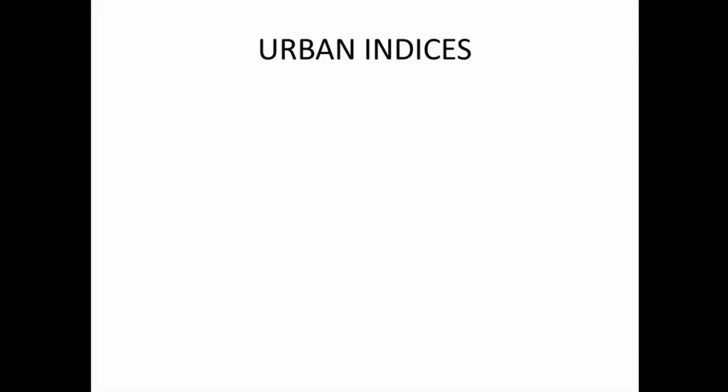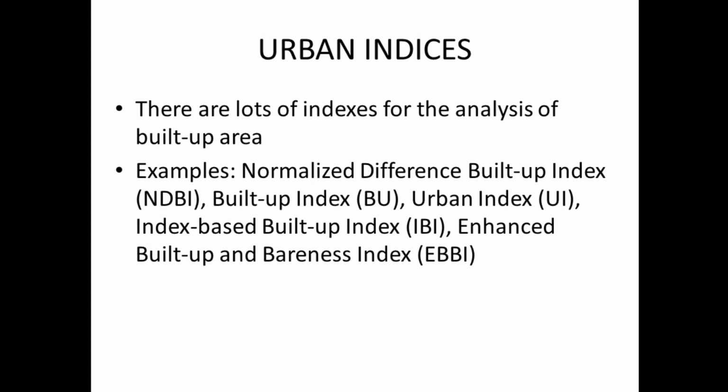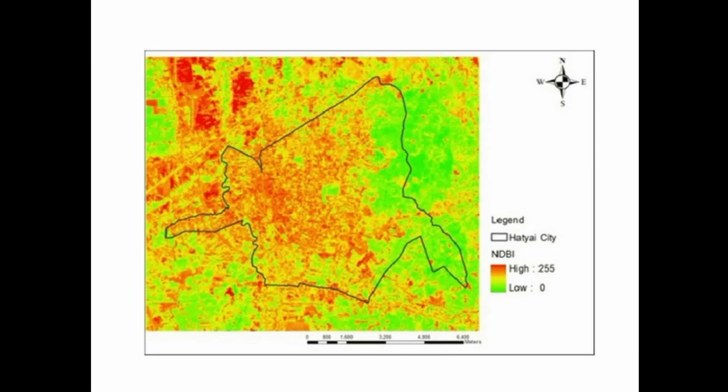So urban indices. There are lots of indices for the analysis of built-up areas. Examples are the normalized difference built-up index, NDBI, built-up index, urban index, index-based built-up index, IBI, and enhanced built-up and bareness index. So this is a map of a satellite image after application of NDBI, the normalized difference built-up index.